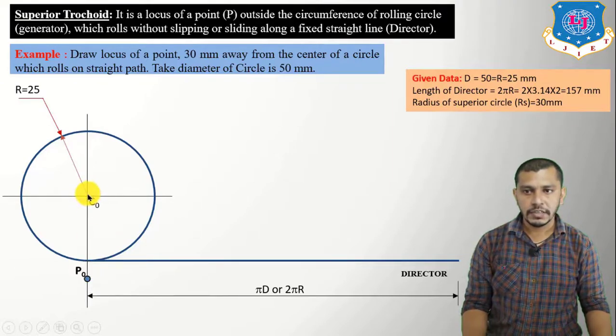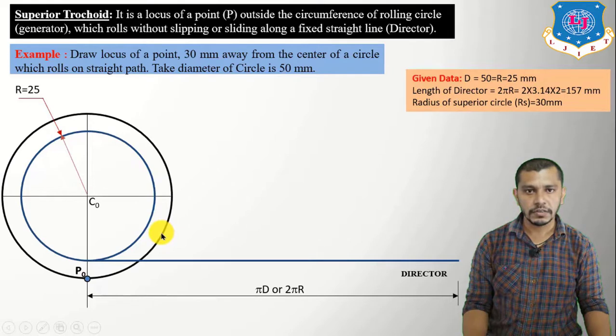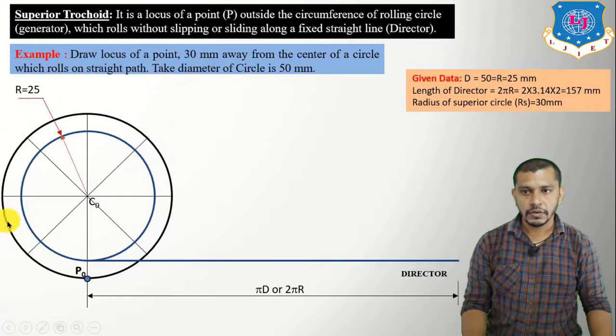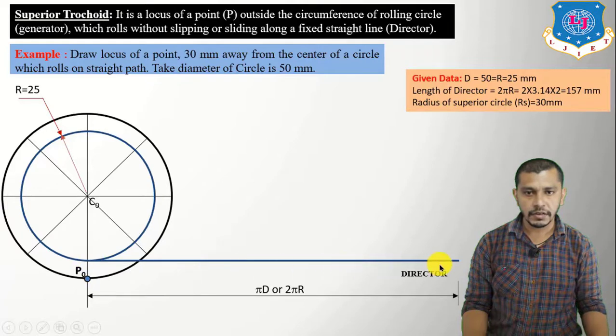Now with C0 as the center and radius equal to C0 to P0, which is equal to 30 mm, draw another circle which is known as the superior circle. The radius of the superior circle will be 30 mm. Now after drawing this circle, divide the circle into 8 equal parts. Then we have to divide this detector into 8 equal parts: 0, 1, 2, 3, 4, 5, 6, 7, 8.